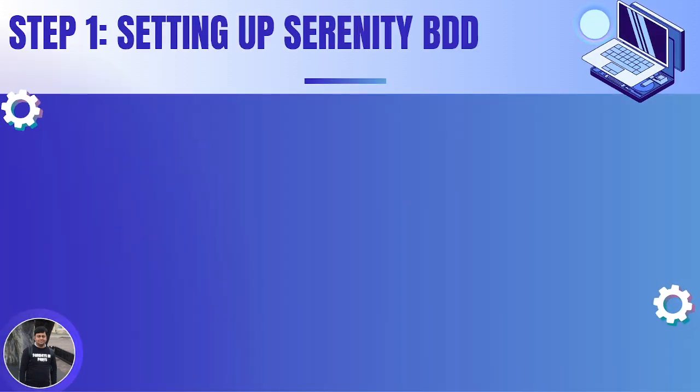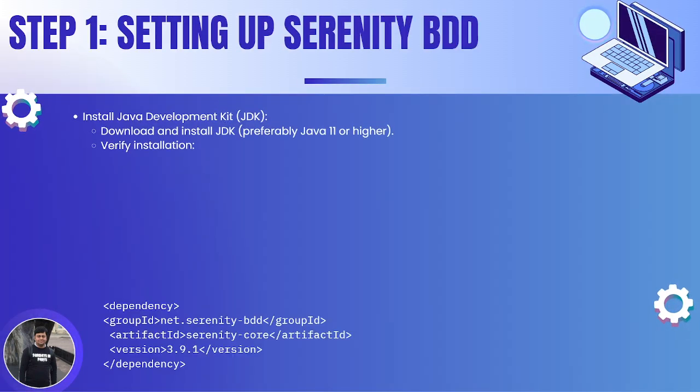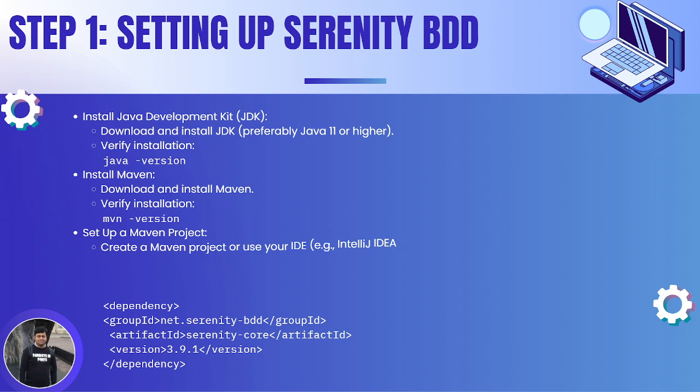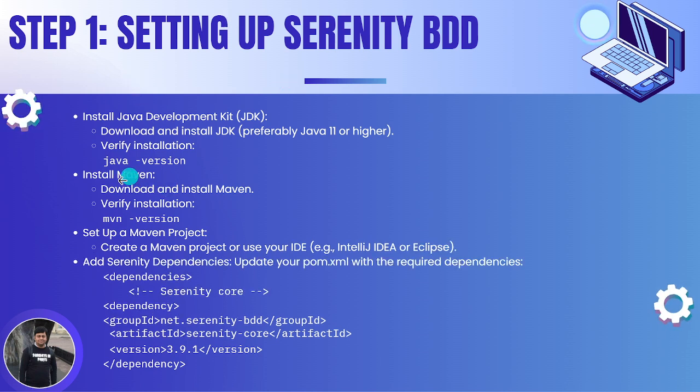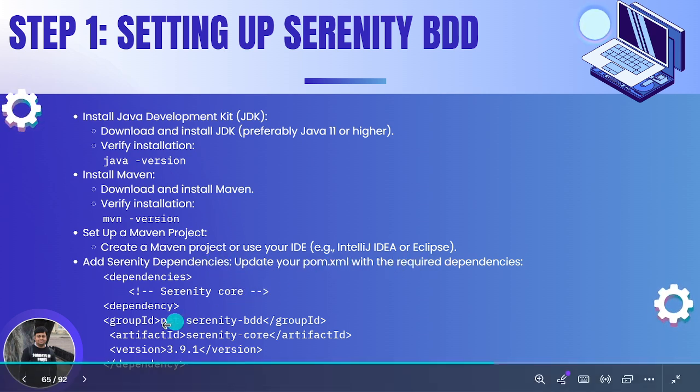So how can we set up Serenity BDD? For that you need to install the Java JDK and then install Maven. Again, you can verify the installation and set up the Maven project, same using Eclipse, and then add the Serenity dependency. Update your pom.xml file.